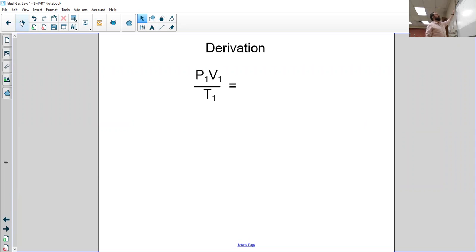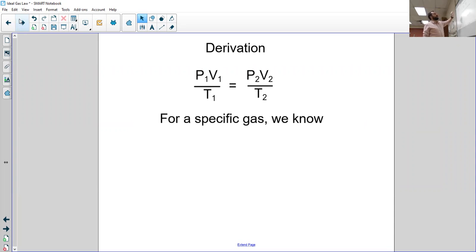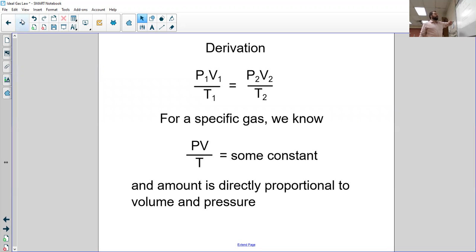We're going to use our combined gas law. So P1 V1 over T1 equals P2 V2 over T2. Now for a specific gas, we know that pressure times volume divided by temperature is equal to some constant. That's how we can get from step one to step two, from the before and after. It doesn't change. We also know that its amount is directly proportional to volume and temperature. So if you add more, the volume and pressure are going to have to go up to compensate to keep that at the same constant.